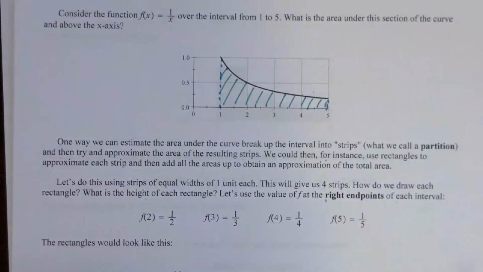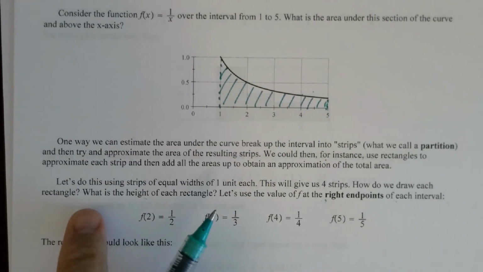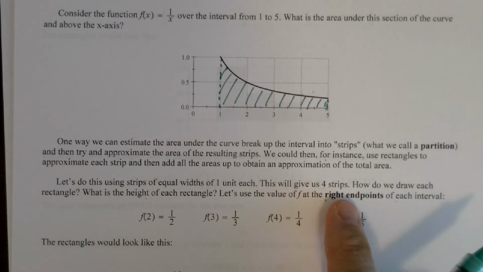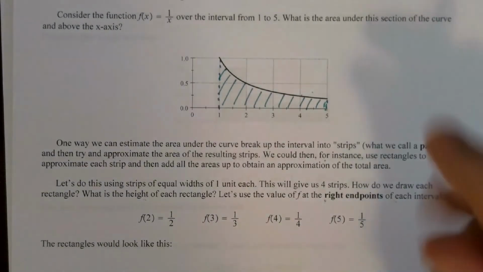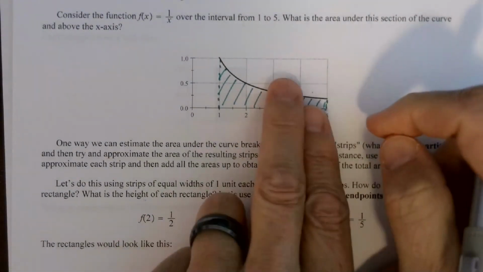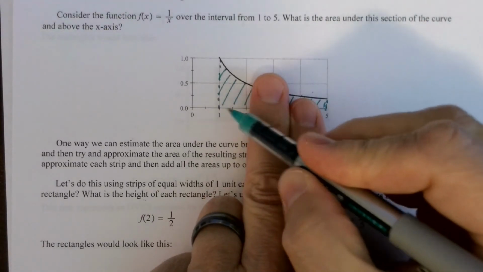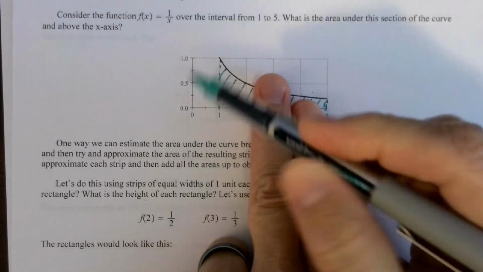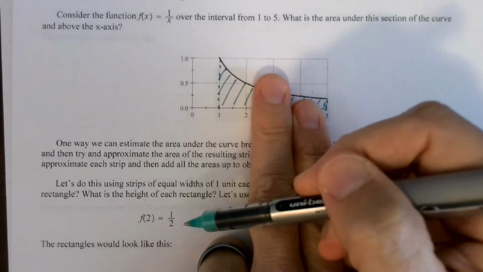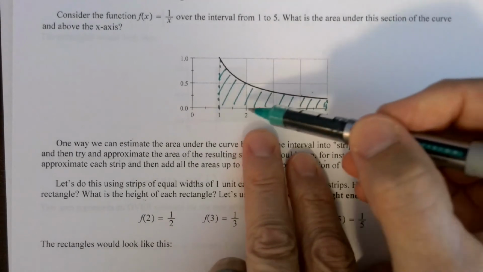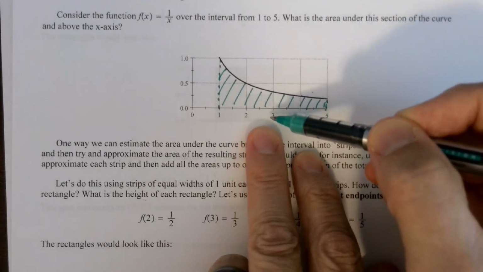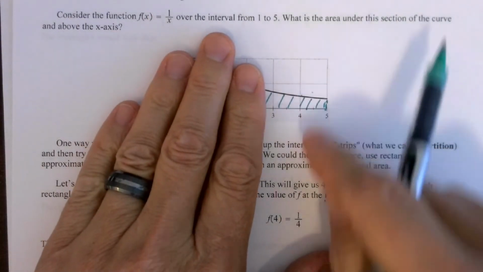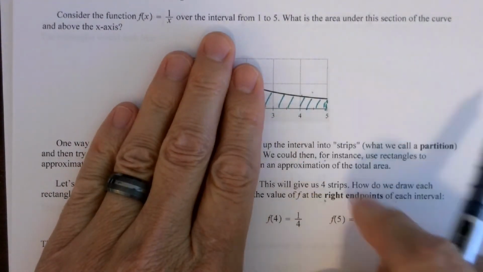Well, one way we can do it is we can determine the height of the rectangle by the function, using the value of the function at the right endpoints of each subinterval. So the first strip or subinterval from 1 to 2, if I use the right endpoint of 2, what's f of 2? If I just plug it into the function, I get 1/2, right? f of 2 is 1/2. And then for the next interval, I'll use the right endpoint, which will be 3. f of 3 is 1/3. And then from 3 to 4, I'll use the right endpoint 4, 1/4, and so on.